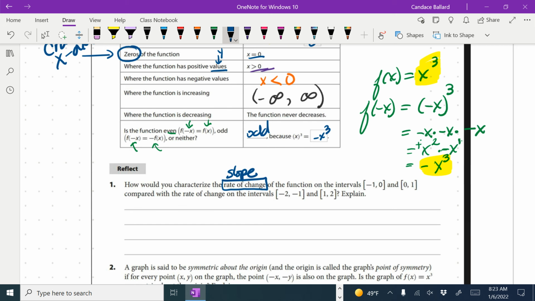When we go to next year in calculus, calculus is the slope. It's really basically the study of slope. It's the slope of curves. So we're going to look at what the slope looks like between these points on that graph and compare them.